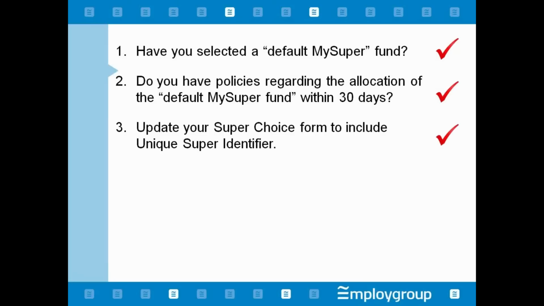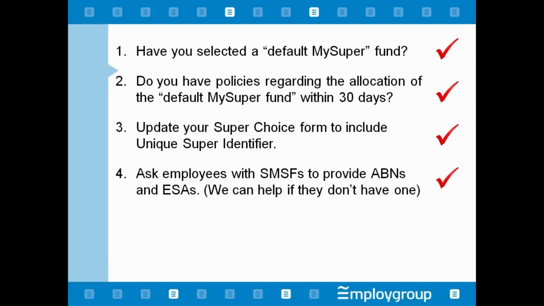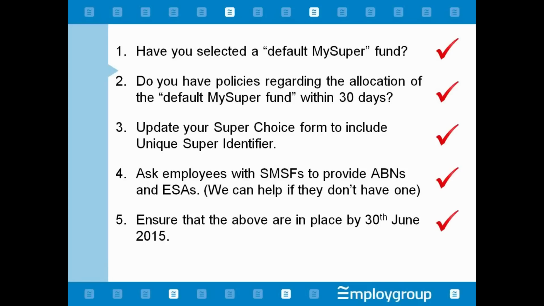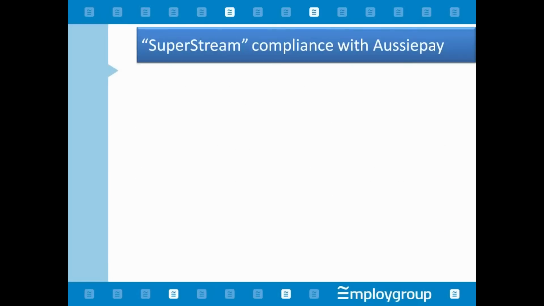Update your Super Choice form to include a unique super identifier, a USI. There may be Super Choice forms on your system that are in the old format that don't ask for a USI. It's a good idea to just download the new version so you've got that one covered. Ask employees with self-managed super funds to provide ABNs and ESAs. And if they don't have one, we can help out in that process as well, and we'll send you information about that. And ensure that the above are in place before the 30th of June, because that's when it comes into place.